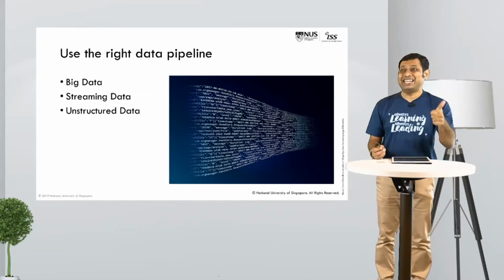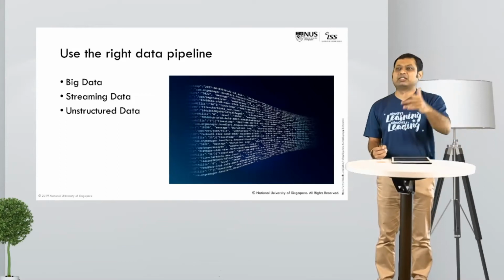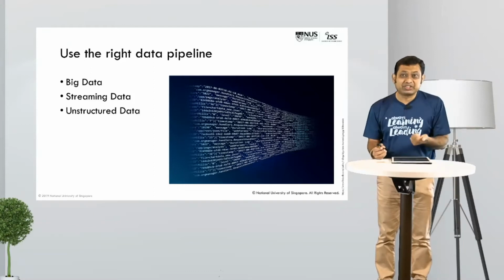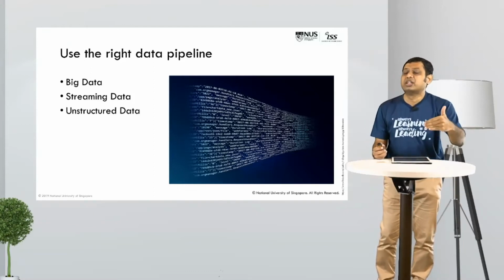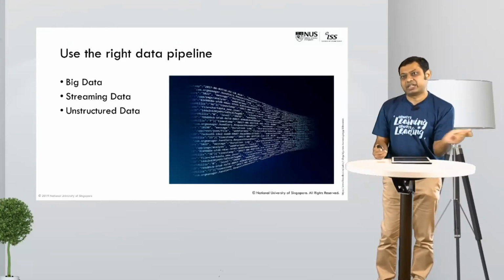So I've just talked about 8 different types of data on this slide. 2 into 2 into 2. You have big data, small data, multiplied by streaming data, non-streaming data, multiplied by structured and unstructured. So you could have 8 combinations. And for each of these combinations, you need to look at a different kind of data pipeline. You need to have a different kind of processing.